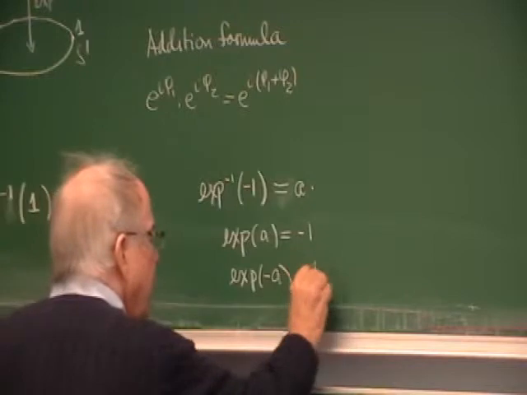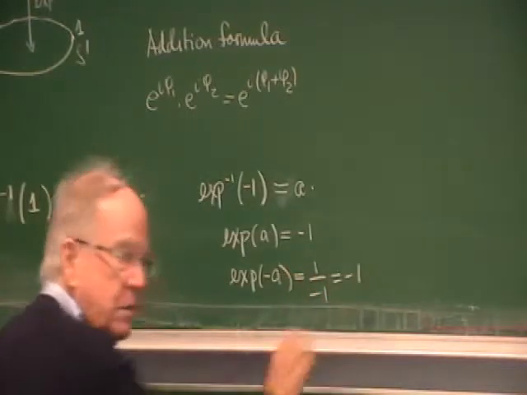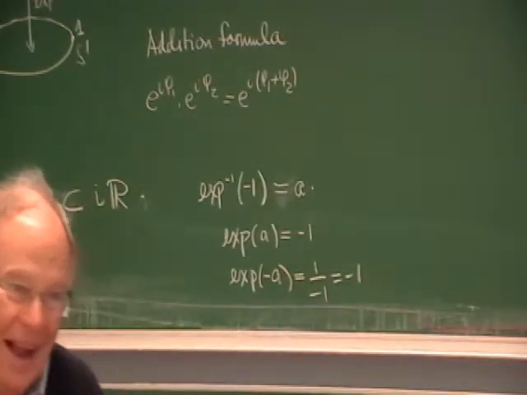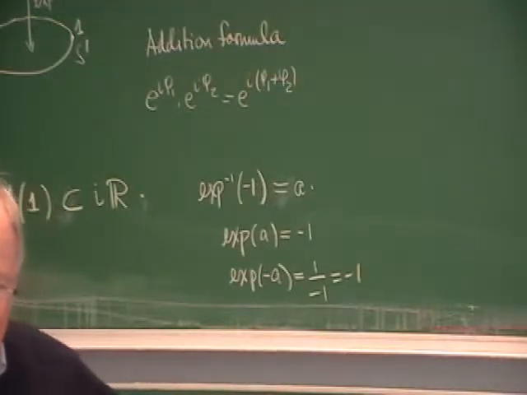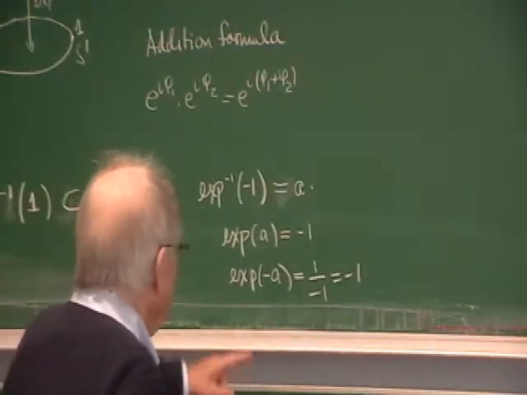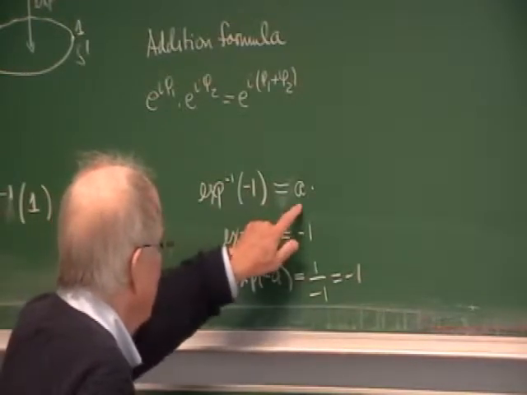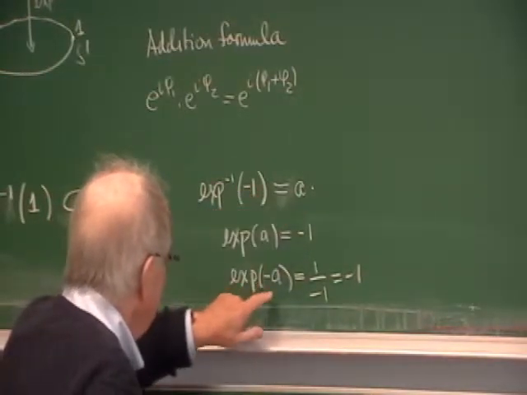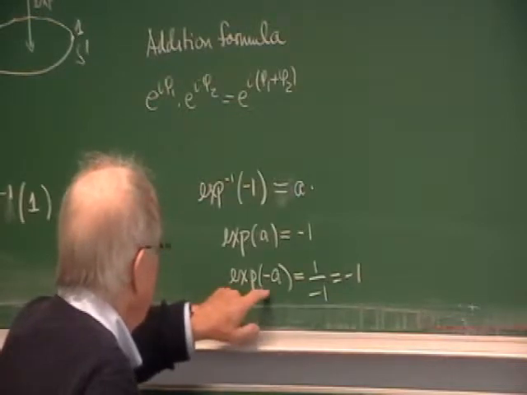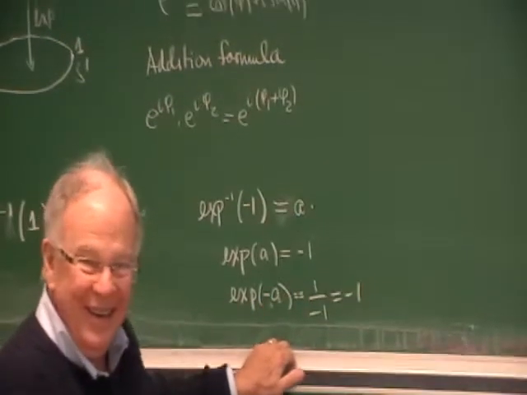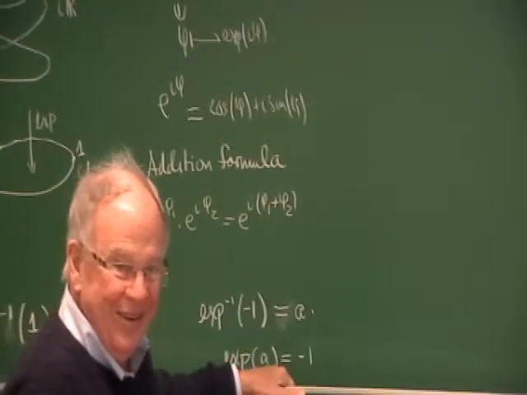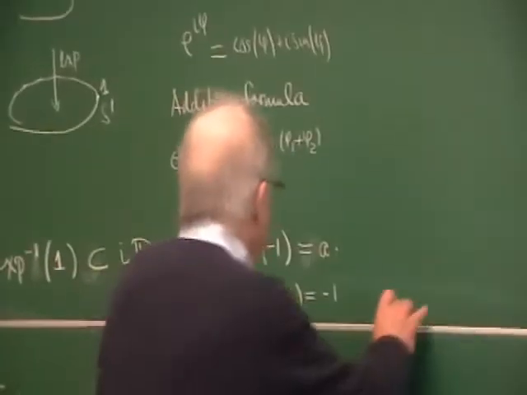Well, this is 1 over minus 1, which is also minus 1. Right? I was talking last night to you, which is better, 1 or minus 1? In some sense, minus 1 is better because if you have x inverse of minus 1 contains a, then x inverse of minus 1 also contains minus a. Right? And that's wonderful.